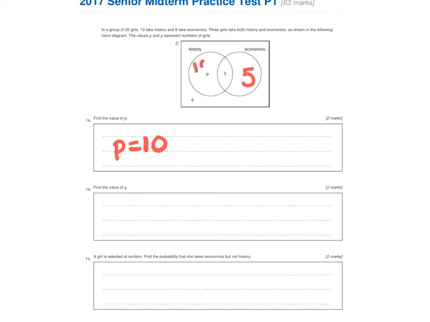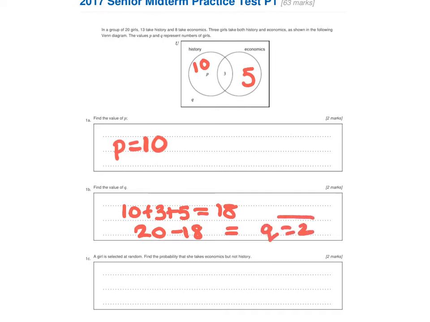We already said we know P is 10. So that gives us a total of 18 girls that are taking either history, econ, or both. So how many girls are taking neither? Well, there's 20 total. So that leaves us with Q being 2.